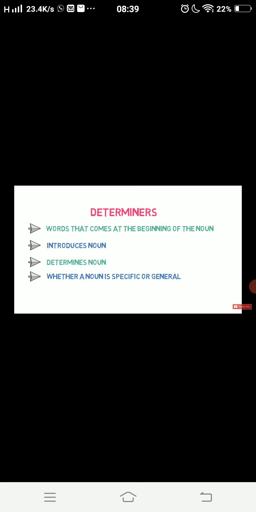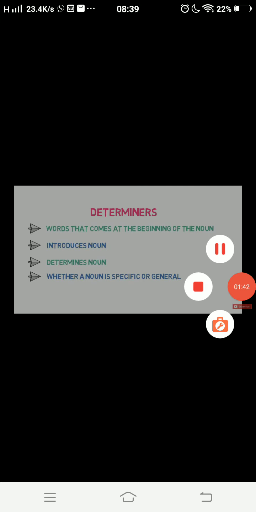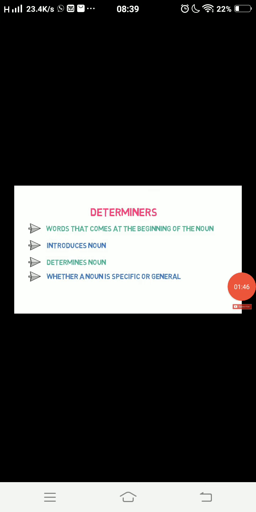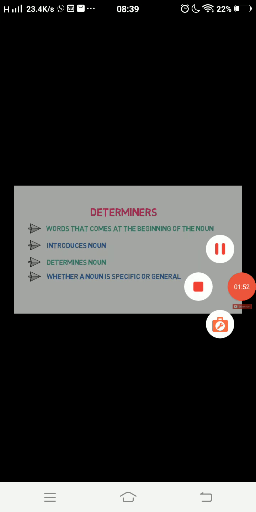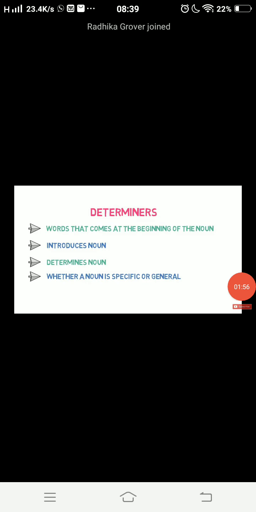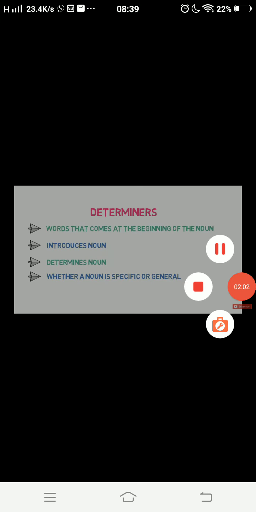So articles, possessive, demonstrative all come in the category of determiners. I am going to explain this also. But first you jot down what are basically determiners. It always comes in front of a noun. Determiner always comes in front of a noun. It introduces a noun. It determines a noun, and it tells whether this noun is specific or general. These things will be elaborated to you in detail.